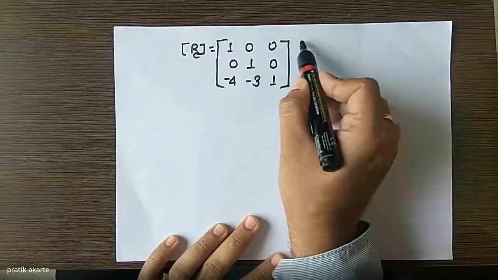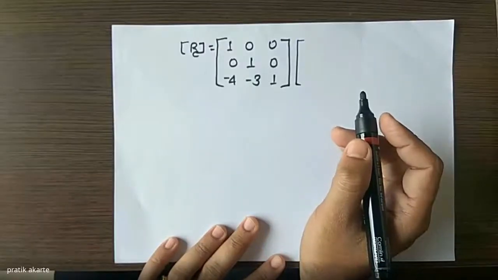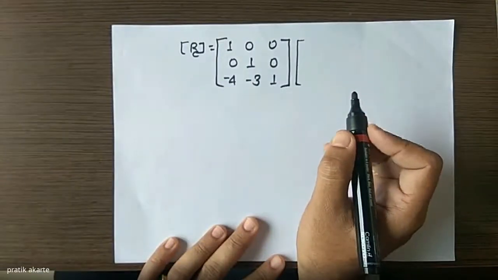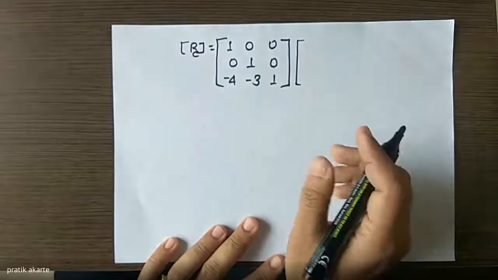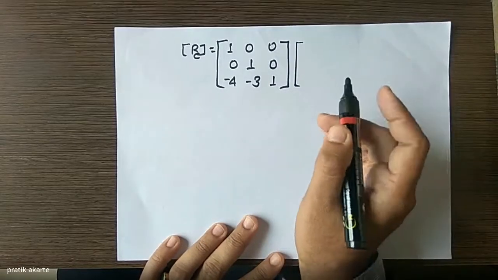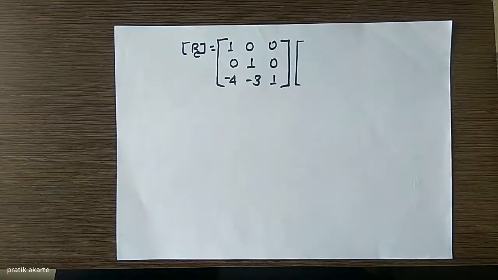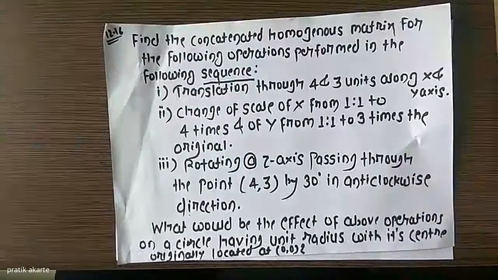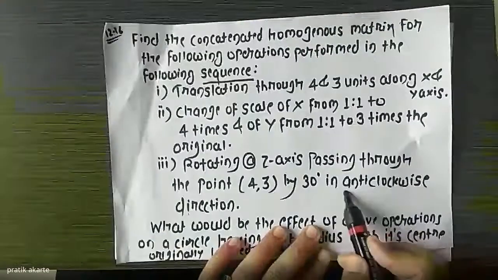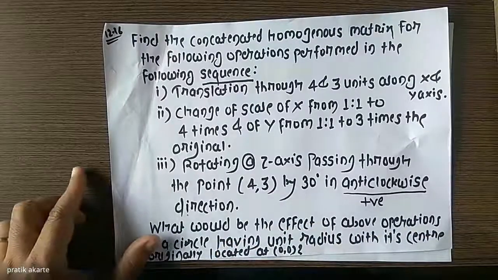Then we'll rotate it by an angle of 30 degrees in the anti-clockwise direction. Sorry, it was by mistake. We consider this as what is there in the problem. Just one second. So yeah, rotating about z-axis passing through the point 4, 3 by 30 degrees in anti-clockwise direction. So we have to take the sign as positive.